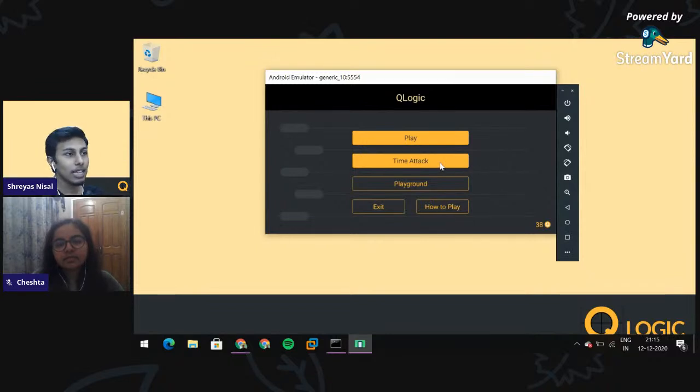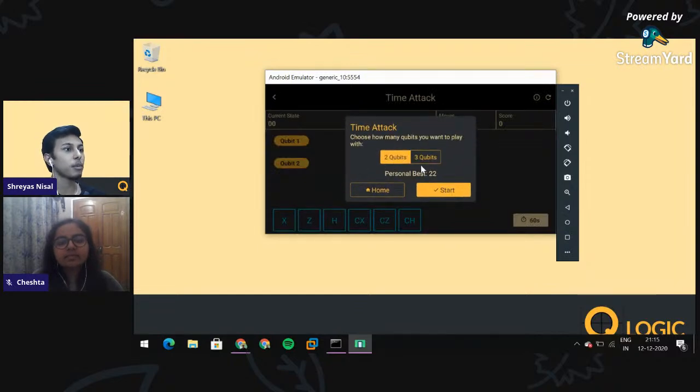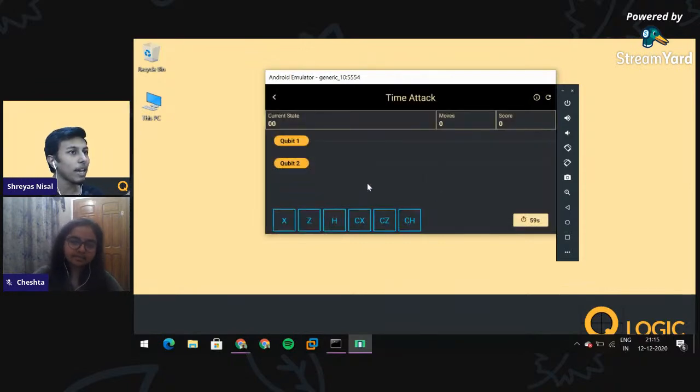And last, let's look at the time attack mode. The time attack is one of the most fun modes in the game. It has two modes, the 2 and 3 qubit modes. What I need to do in the time attack is get as many unique states as possible. Right now it's at 00. If I apply an X, let's say, I get a new unique state.